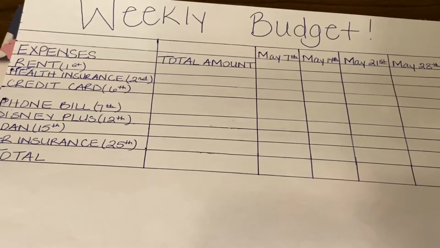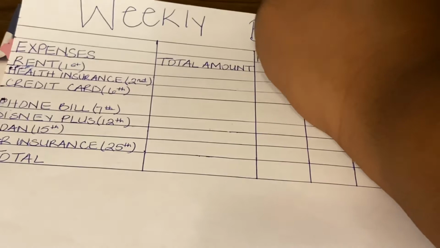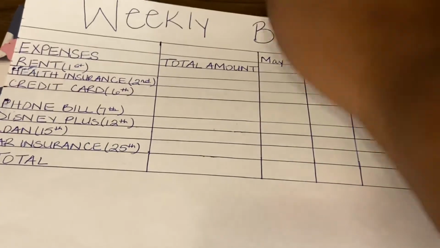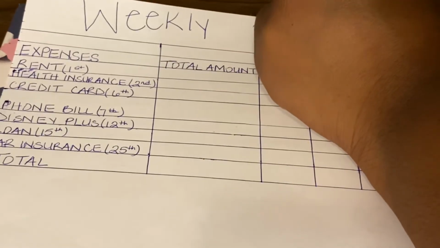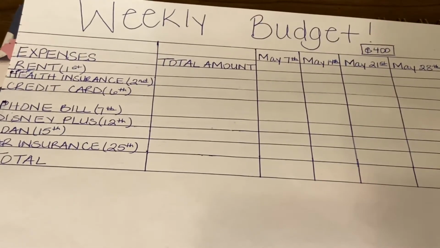We just got paid, and let's say our weekly pay is $400. So we're gonna just put that right up here. And this is what we're going off of. $400. And that's how much we get paid every week after taxes come out and everything like that.